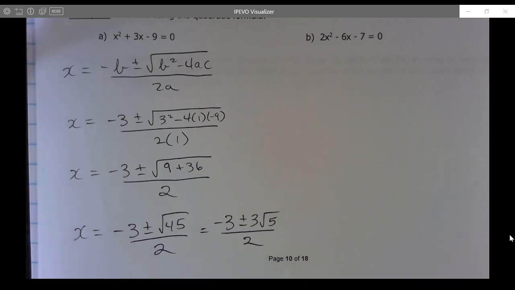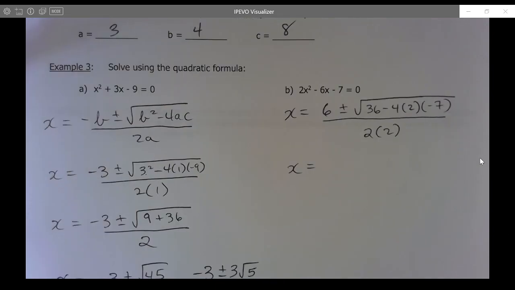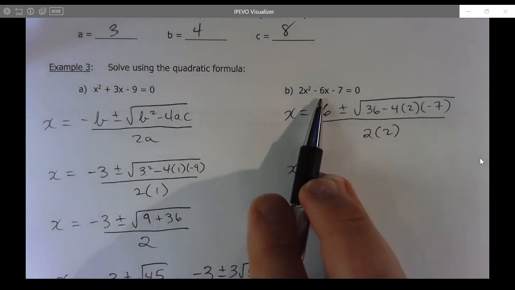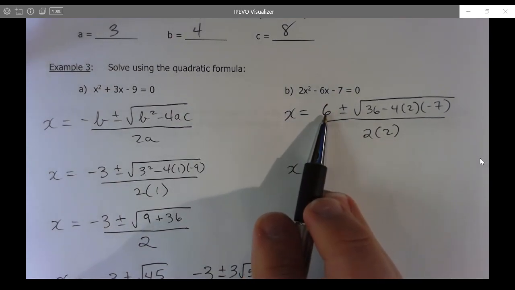Maybe pause the video and do that. Okay, here I am after one step. This is what you should look like after 1 or 2 steps yourself. Where did that negative go? Well, remember it's minus b, and b is a negative, so the minus of a negative is a positive.